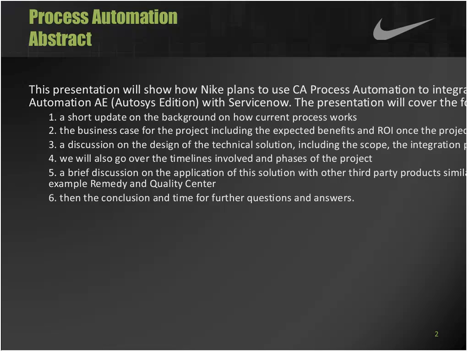In this presentation, we'll show how we plan to use the CA Process Automation product to integrate with the CA Automation Autosys Edition and how we integrate that with ServiceNow. We'll go over the following items. I'll cover a background on how the current process works, and then I'll show you our business case for the project. I think that's, for most people, a difficult thing to do, especially when you want to automate something that's existing and you need some money to get your project going. Then there's a discussion of the technical solution we have, the scope and the integration points.